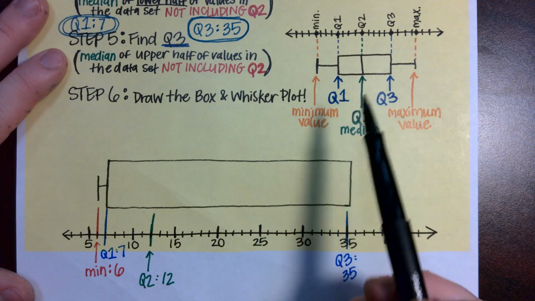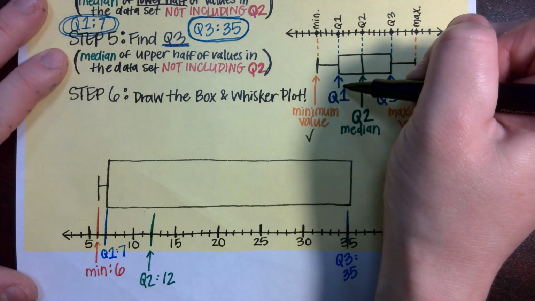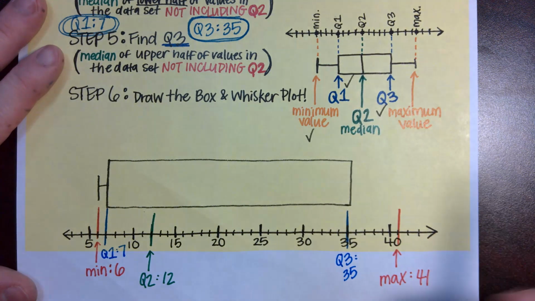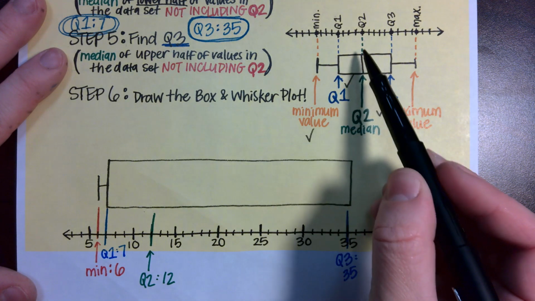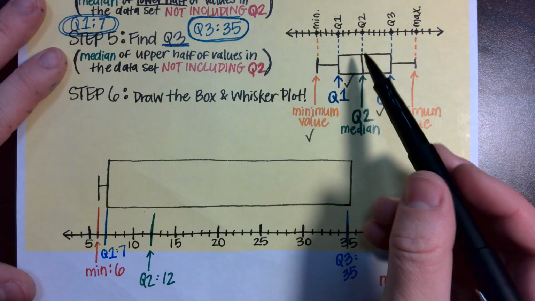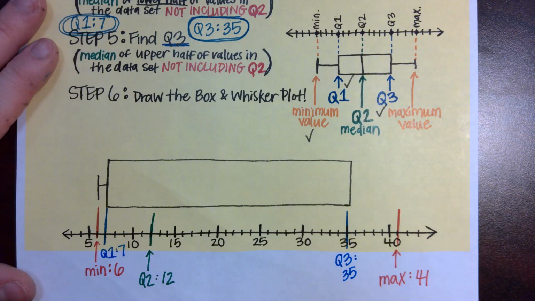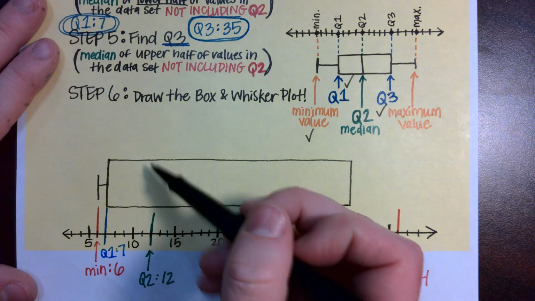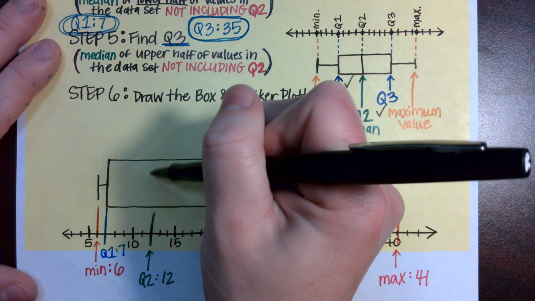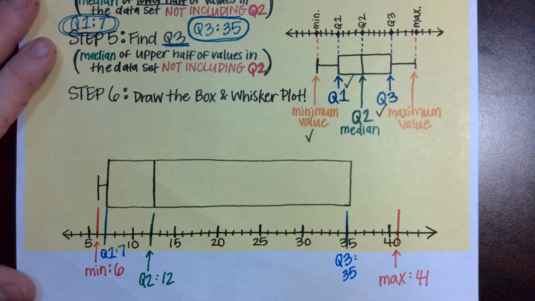Okay, so if we want to check things off as we go, I did my minimum, I did Q1, I did Q3. Now if you notice there's a line in the middle here, that's going to be marking Q2 or our median. Where do I draw my line in this box? 12. At 12. Good, I want it to line up about with 12. So here's my median or my Q2.